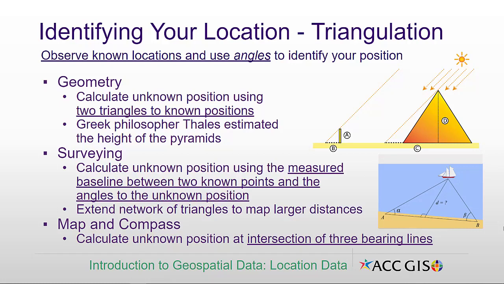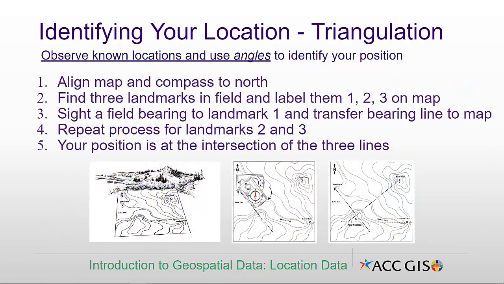Now, the last form of triangulation that we'll discuss is map and compass. And when you use map and compass, you're calculating an unknown position at the intersection of three bearing lines. Now, this slide steps you through the process of calculating your position utilizing triangulation and a compass. The first step is to align the map and the compass to the north.